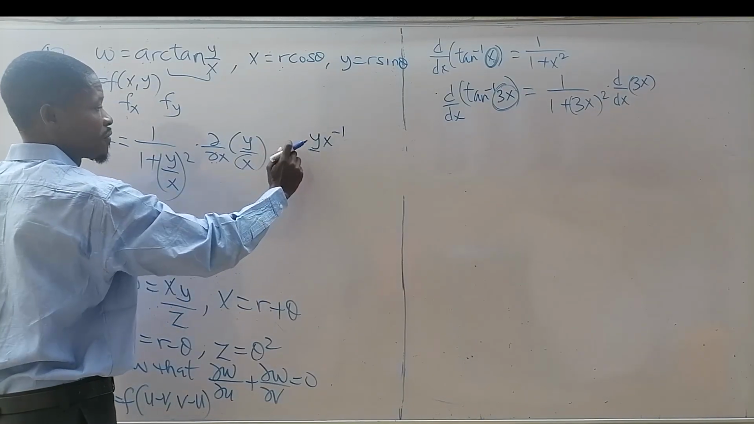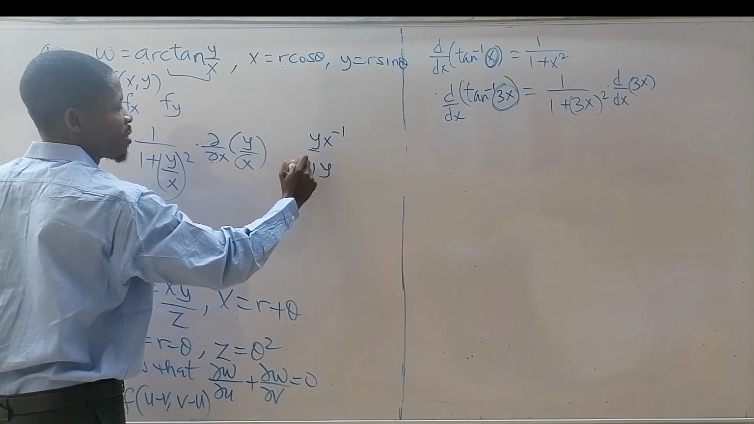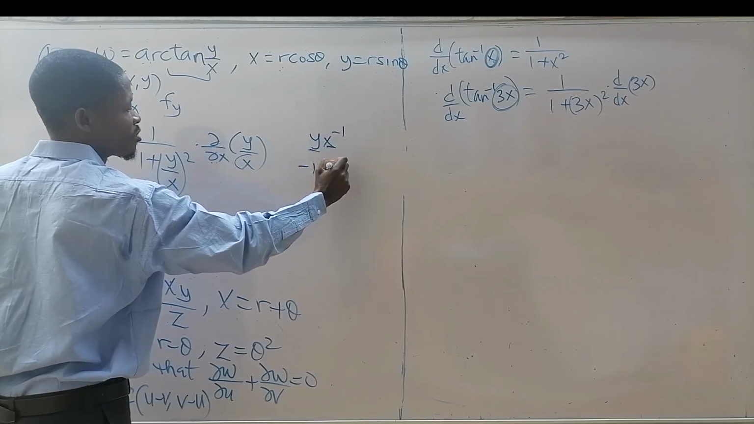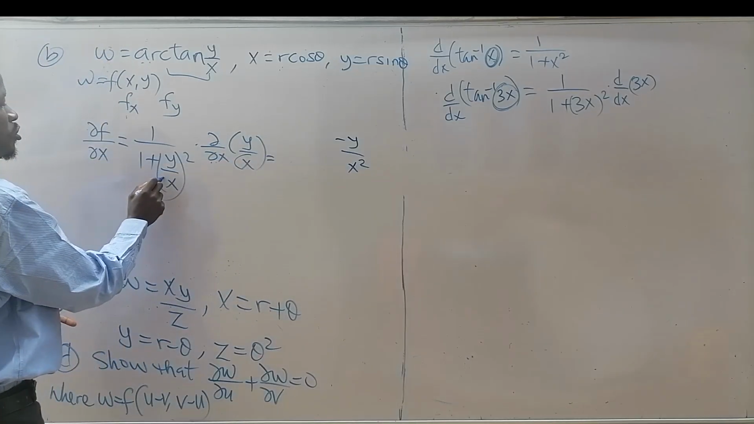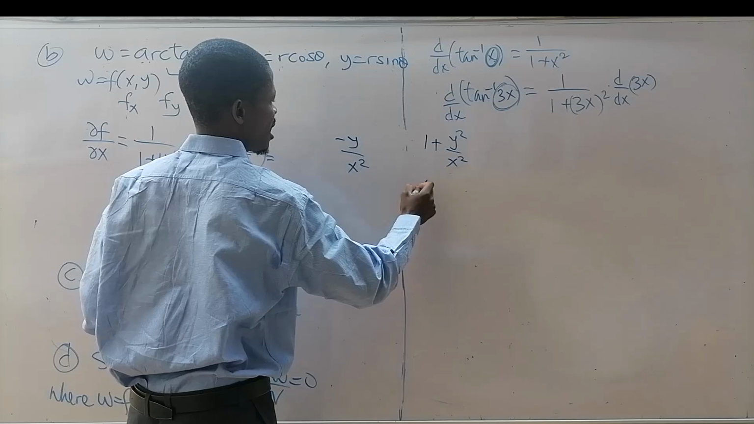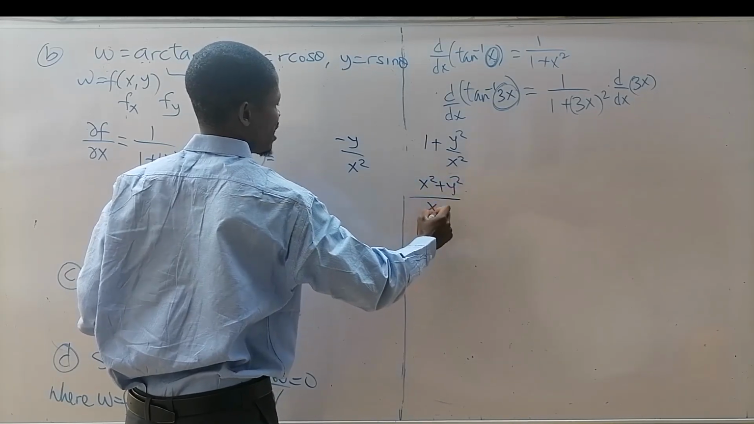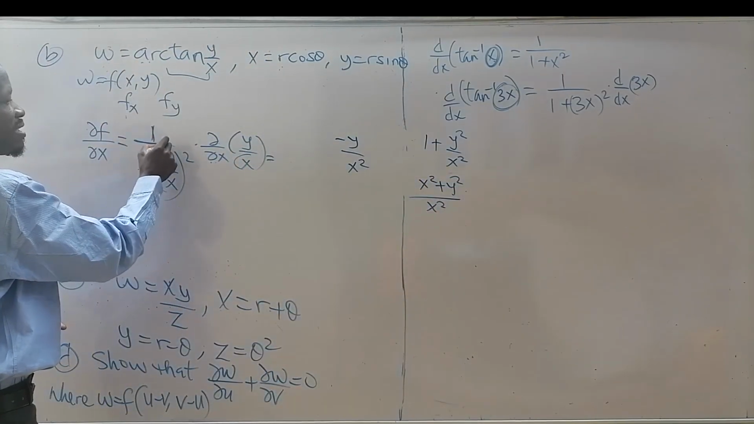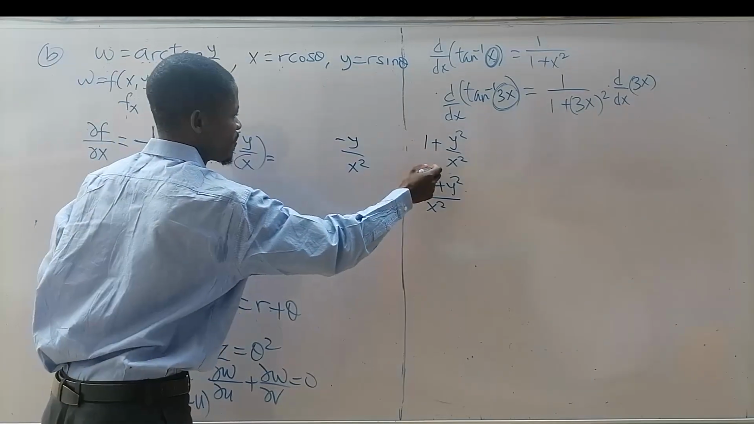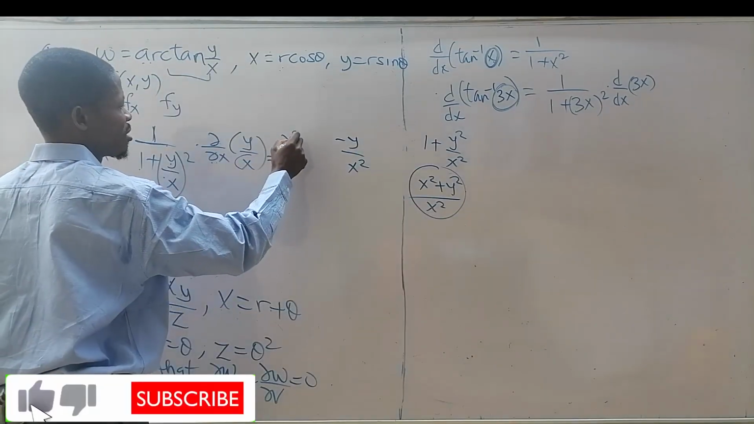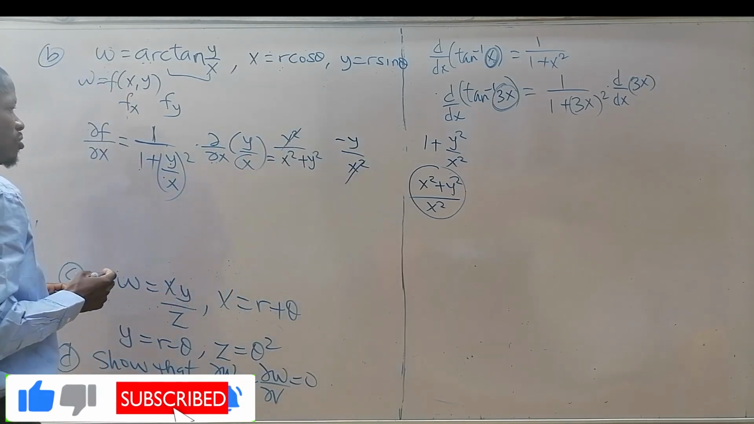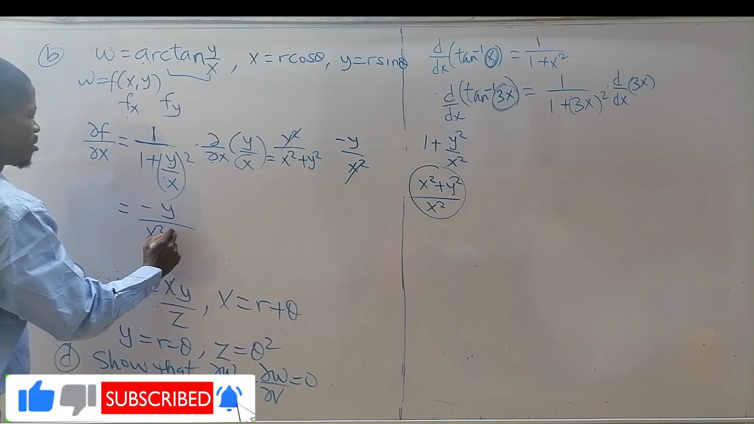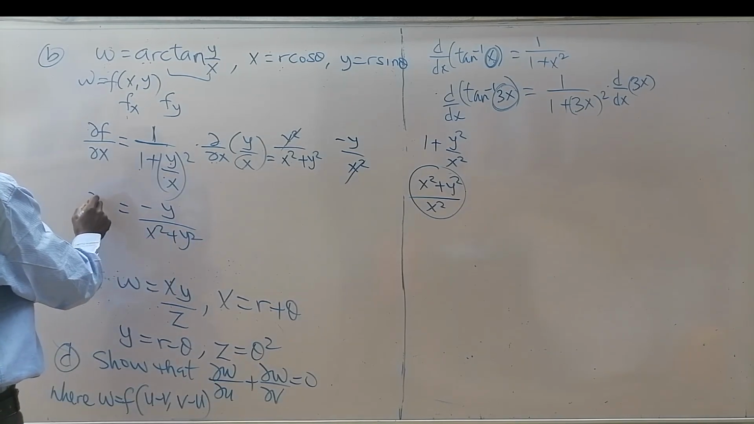This power will come to the front, you have minus 1, you keep your y constant, and this one again, the power minus 1, minus y over x squared. And don't forget to do the algebra of this one, which will be 1 plus y squared over x squared, that is going to give you x squared plus y squared over x squared. And there is 1 on top of it, so it's going to flip upside down, and that will be x squared over x squared plus y squared. So this one and this one cancel. We have minus y over x squared plus y squared. That's for del f del x.